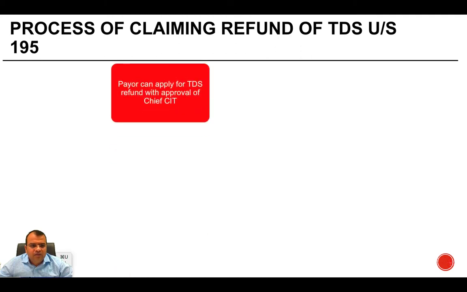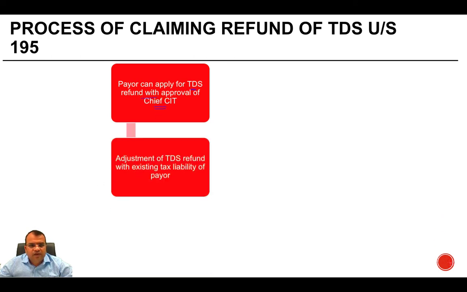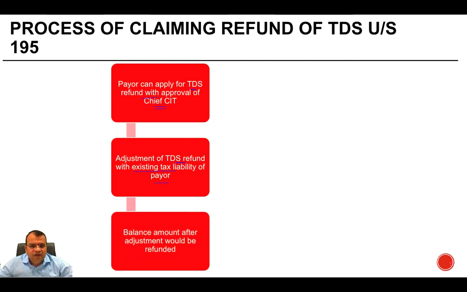Now how can you claim the refund? The payer can apply for TDS refund with the approval of the Chief Commissioner of Income Tax, right? Now such a refund can also be adjusted with the existing tax liability of the payer. The balance amount after adjustment would be refunded. So suppose the total amount of TDS deducted was 10,000. The existing tax liability of the payer was 5,000. The balance of 5,000, which is 10,000 minus 5,000, can be refunded.